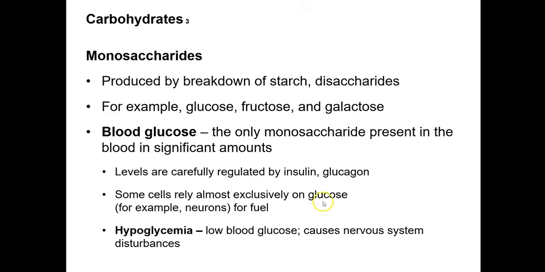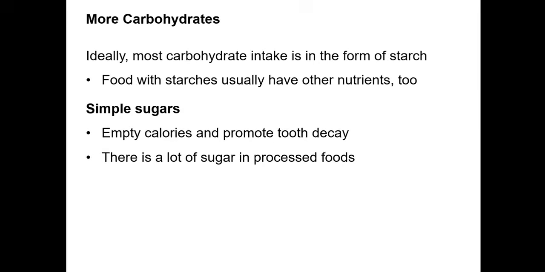Some cells will rely only on glucose for fuel, and so we do need to have this glucose available, which is again why carbohydrates are so necessary in our diet. We talked about hyperglycemia and hypoglycemia back in the endocrine chapter. Hypoglycemia is where you have low blood glucose, and we know that that can cause some problems in the nervous system because certain types of cells, like neurons for instance, only rely on glucose as their fuel source, and so we need to have glucose available at all times.